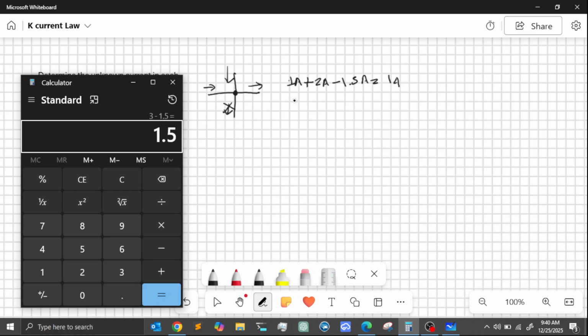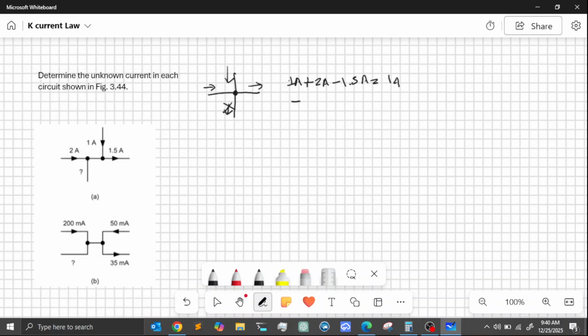This current here is equal to minus 1.5 amps, and it's leaving the node. Okay, because remember, the sum needs to be equal to 0, so it is actually 1 amp plus 2 amps minus 1.5 minus 1.5 equals 0, right? So this one is leaving the node, and the value is 1.5 amps.